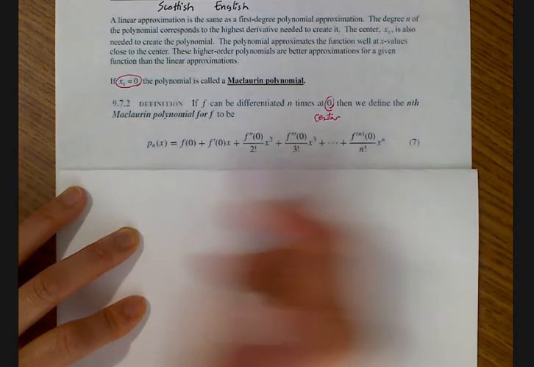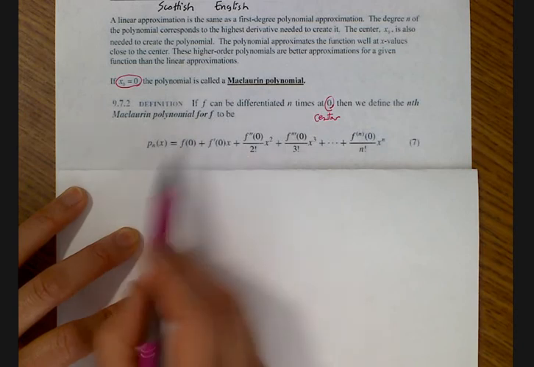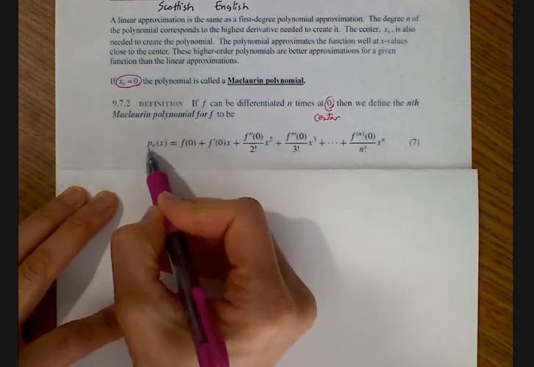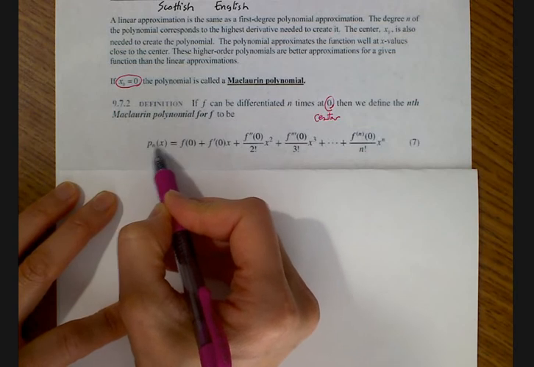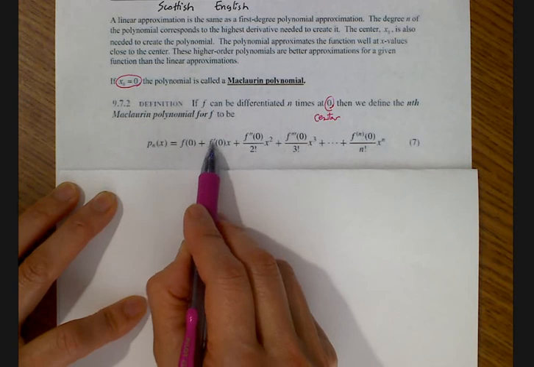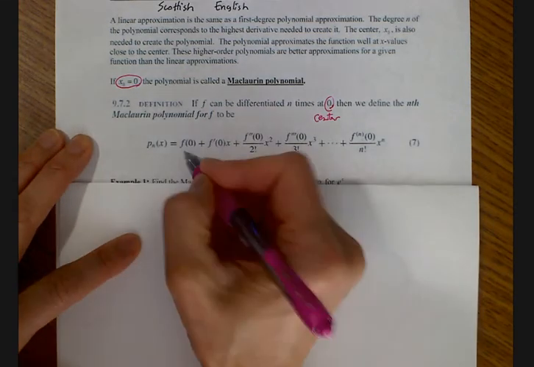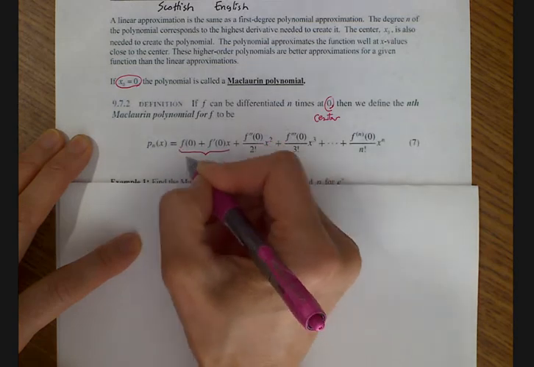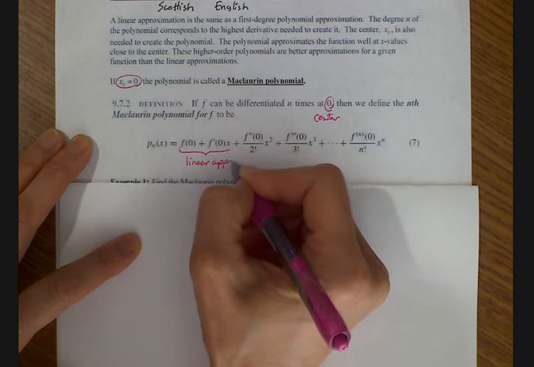Then we define the nth Maclaurin polynomial for f to be the following, right? So this p is representing the polynomial. So a polynomial of some degree, so nth degree, is equal to, you take the function f of 0 plus f prime of 0 times x. So if you recall, these two together, this is the linear approximation.